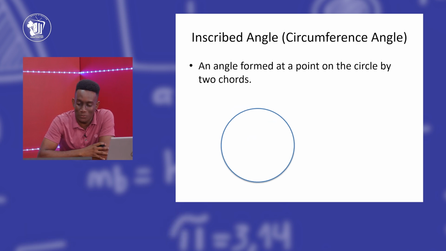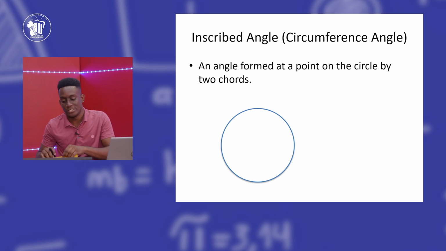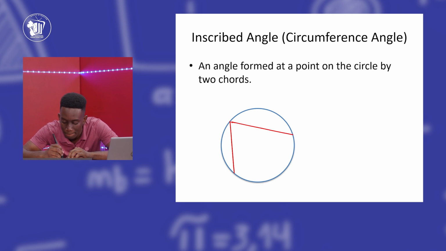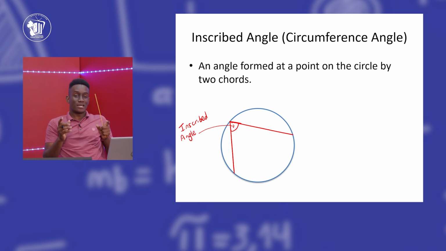And last but not least, we have the inscribed angle or the circumference angle. This is an angle formed at a point on the circle by 2 chords. So unlike the central angle, this one is formed on the circumference. You can have an angle being formed here. So this angle here is what we call the inscribed angle. This angle is formed at the circumference of the circle.